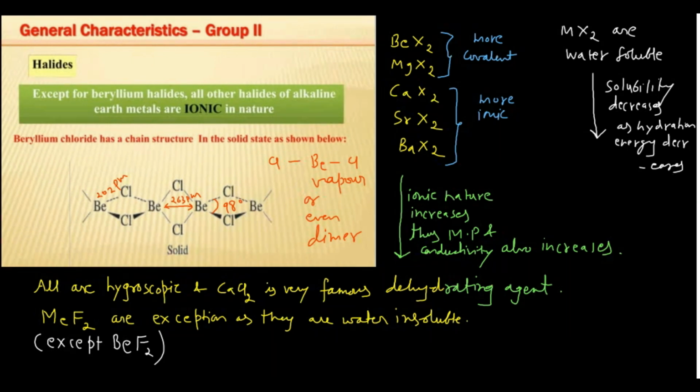Okay, when it comes to solubility in water, these MX2 are water soluble, and the solubility decreases as we go down the group, and your barium halides are less soluble. Why does this happen? Because hydration energy also decreases when we move down the group. But when we are moving down the group, the ionic character increases, and when the ionic character increases, it simply means that this will have a higher melting point, and conductivity also increases.